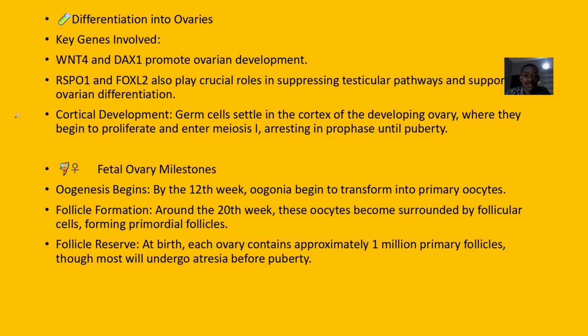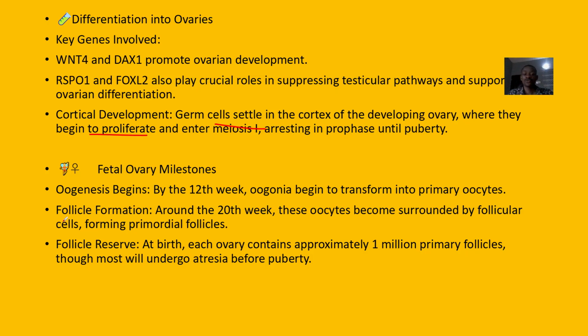Then cortical development. Germ cells settle in the cortex of the developing ovary, where they begin to proliferate and enter meiosis 1, arresting in prophase until puberty. So the next up, what we have is fetal ovary milestones. Oogenesis begins by the 12th week.